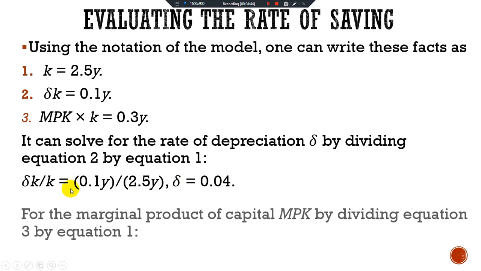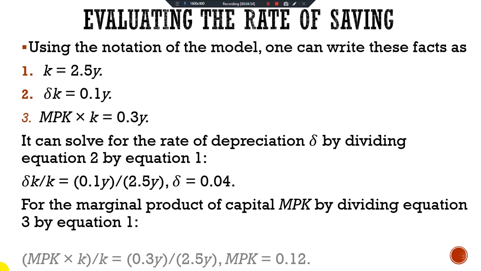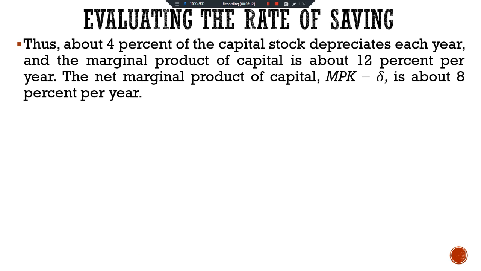For the marginal product of capital MPK, dividing equation 3 by equation 1, we get MPK times K divided by K is equal to 0.3Y divided by 2.5Y, and we get the marginal product of capital equal to 0.12. That is, about 4% of the capital stock depreciates each year, and the marginal product of capital is about 12% per year. The net marginal product of capital, MPK minus delta, is about 8% per year.